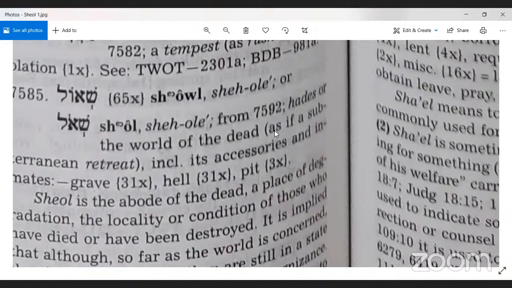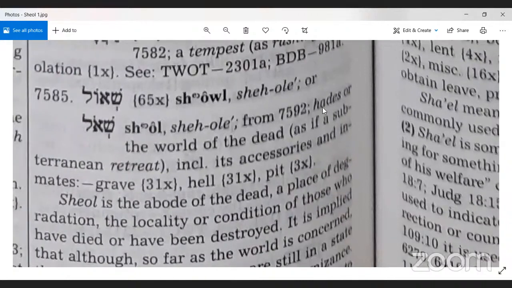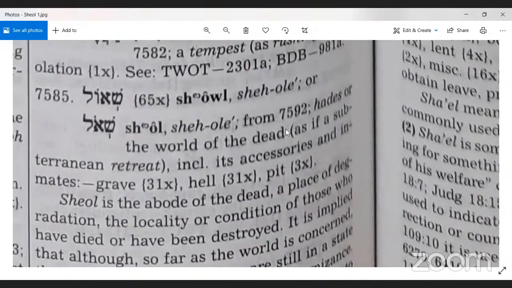Now here we have the meaning of the actual word itself, Strong's number 7585. Again, it comes from 7592, which we just reviewed. It says Hades. This is a Greek word, so we can just forget that, right? There was no Hades word at that time. Or the world of the dead, as if a subterranean retreat.